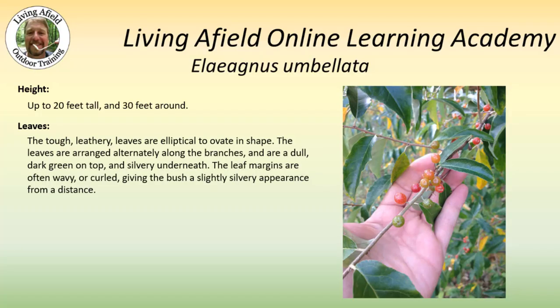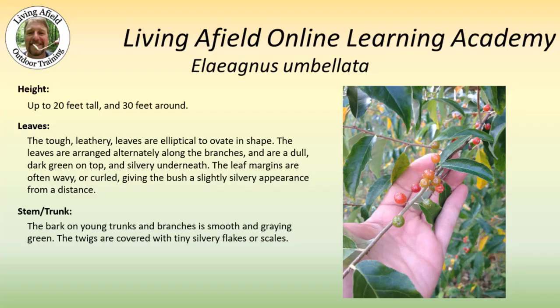The elliptical to ovate shaped leaves are leathery. They're dull green on top and silvery underneath. They're arranged alternately along the branches. The leaf margins, meaning the edges of the leaves, are oftentimes wavy or even curled from the midrib. They tend to curl up a little bit along their length. When viewed from a distance, this gives the tree a silvery appearance, which makes it pretty easily identified. The bark on the young trunks and branches is smooth and grayish brown. It's covered in tiny silvery flakes or scales. It grows from a spreading root system.